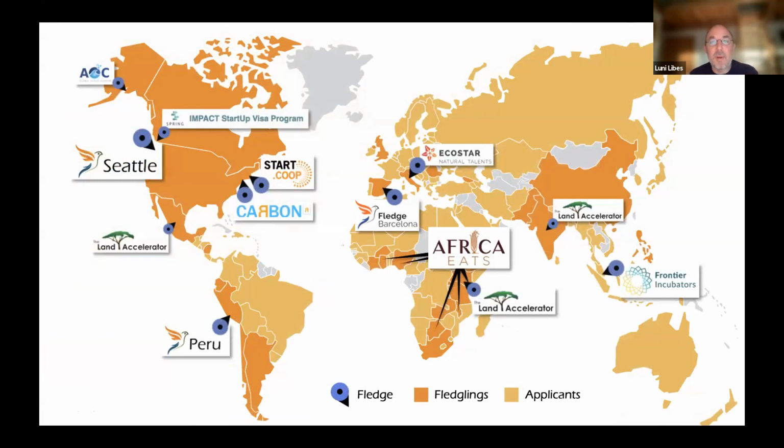Fledge is a global network of impact-oriented business accelerators. The Land Accelerator is one of our partners in this network, but we run programs all around the world. We have worked with companies in dozens and dozens of countries. I need to update the map to cover all of them. And we're here to try and make you guys better.